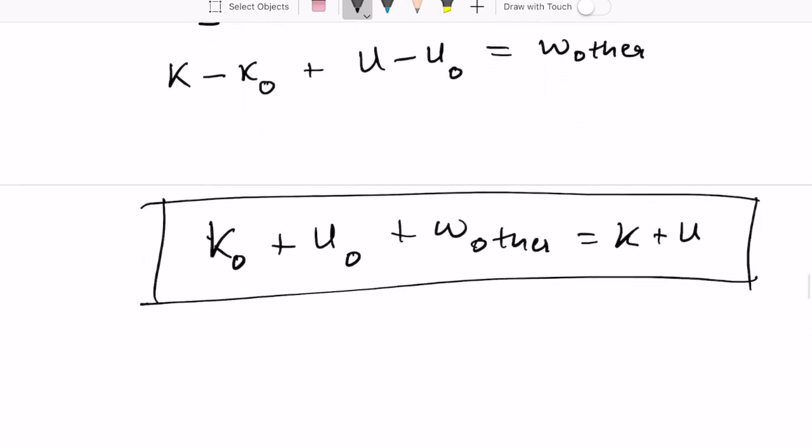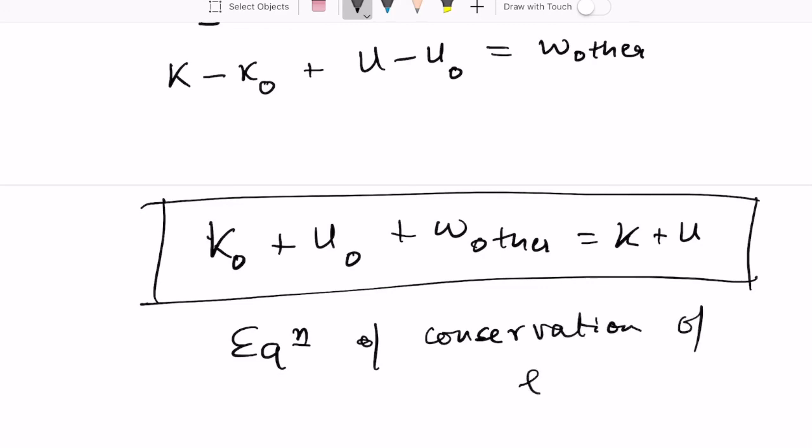So one very, very important equation was Newton's second law, F net equals mass times acceleration. That is probably the most important equation in the course. And this is the second most important equation. So this equation is called the equation of conservation of energy. What's it telling us? And we've already seen what it tells us.